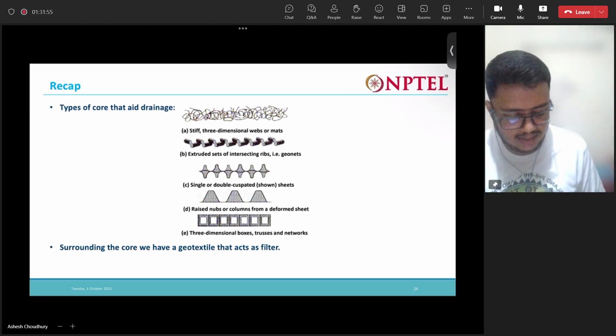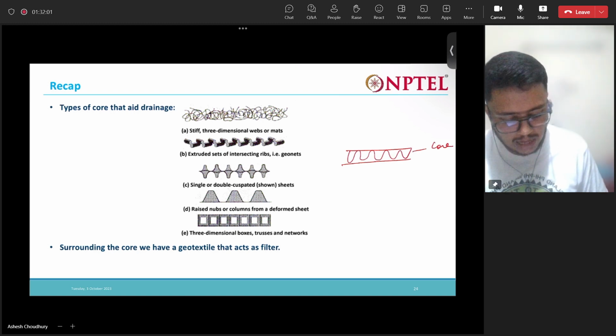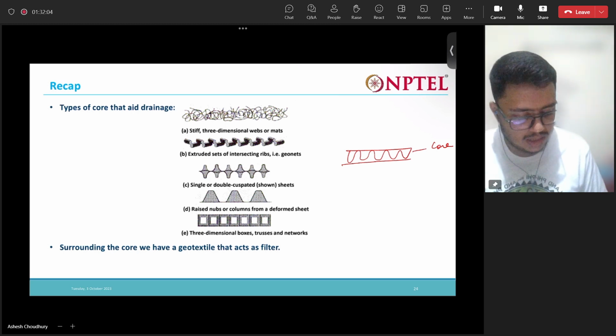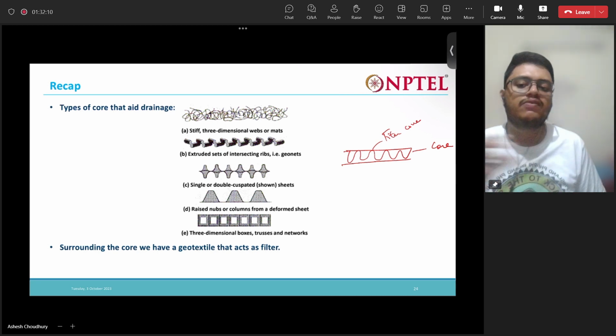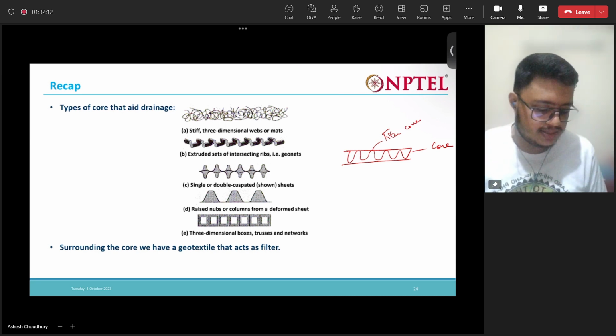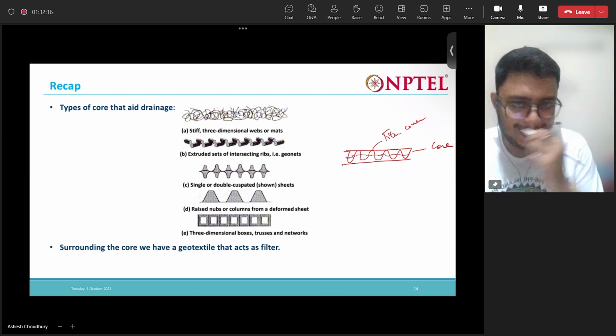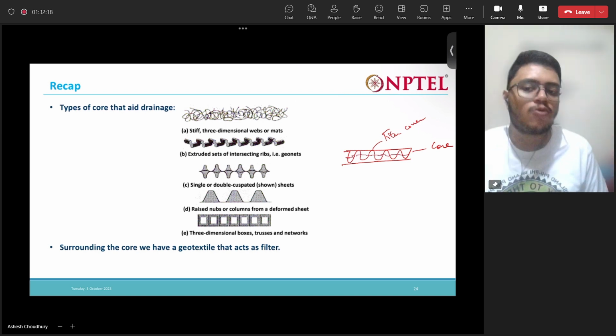Okay, so generally there is a core. Outer there is some filter covering, a filter cover. Inside that we have a core which actually carries the water. So water actually flows through this core. So there are many types of core that are possible.